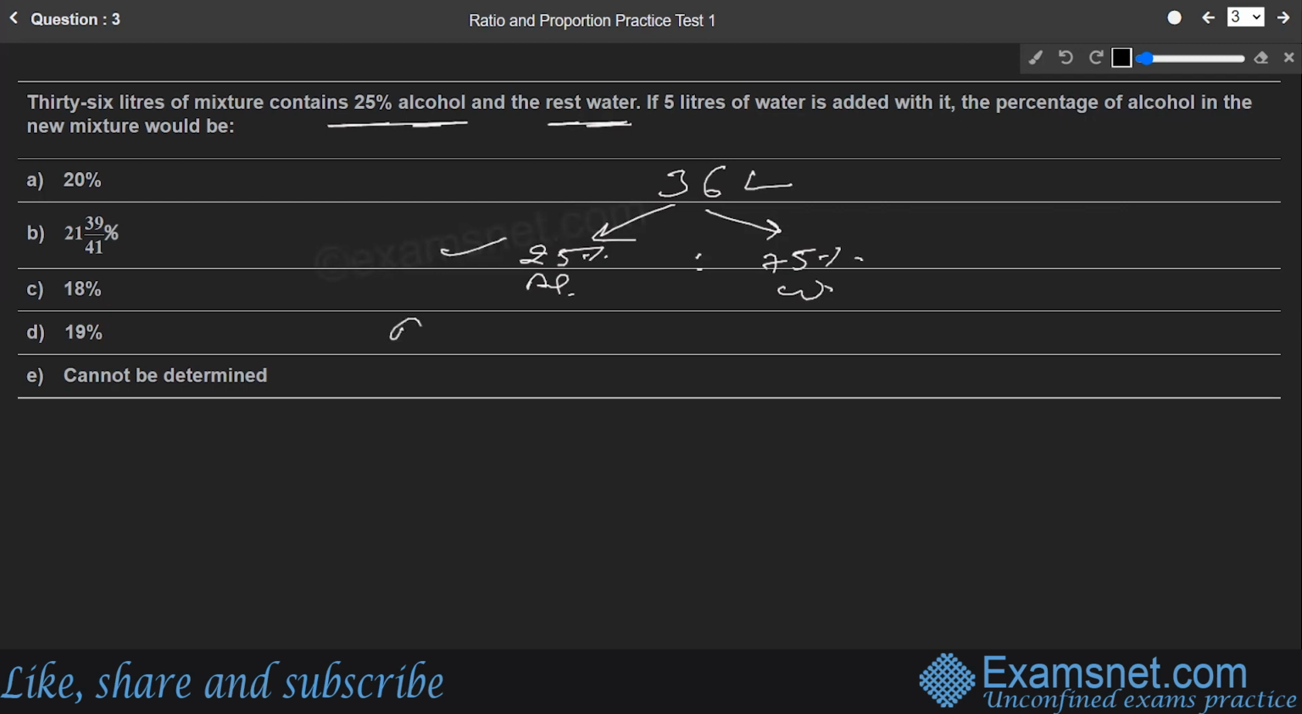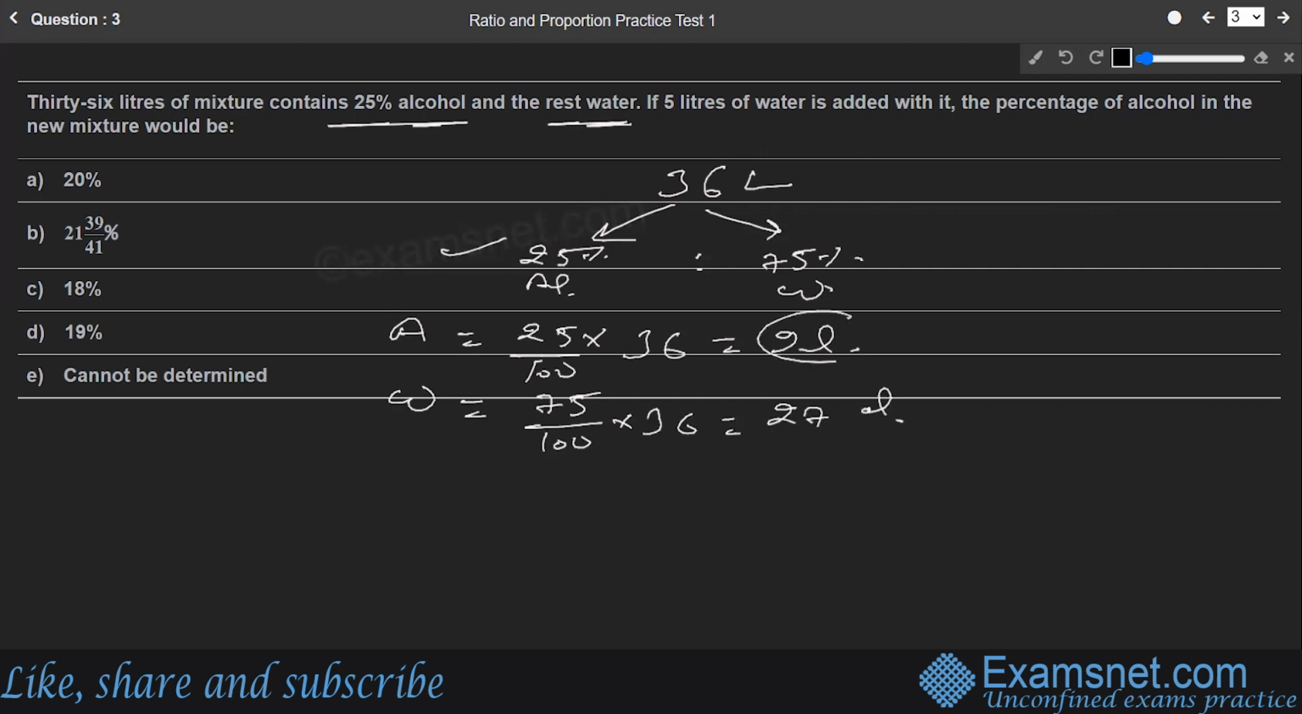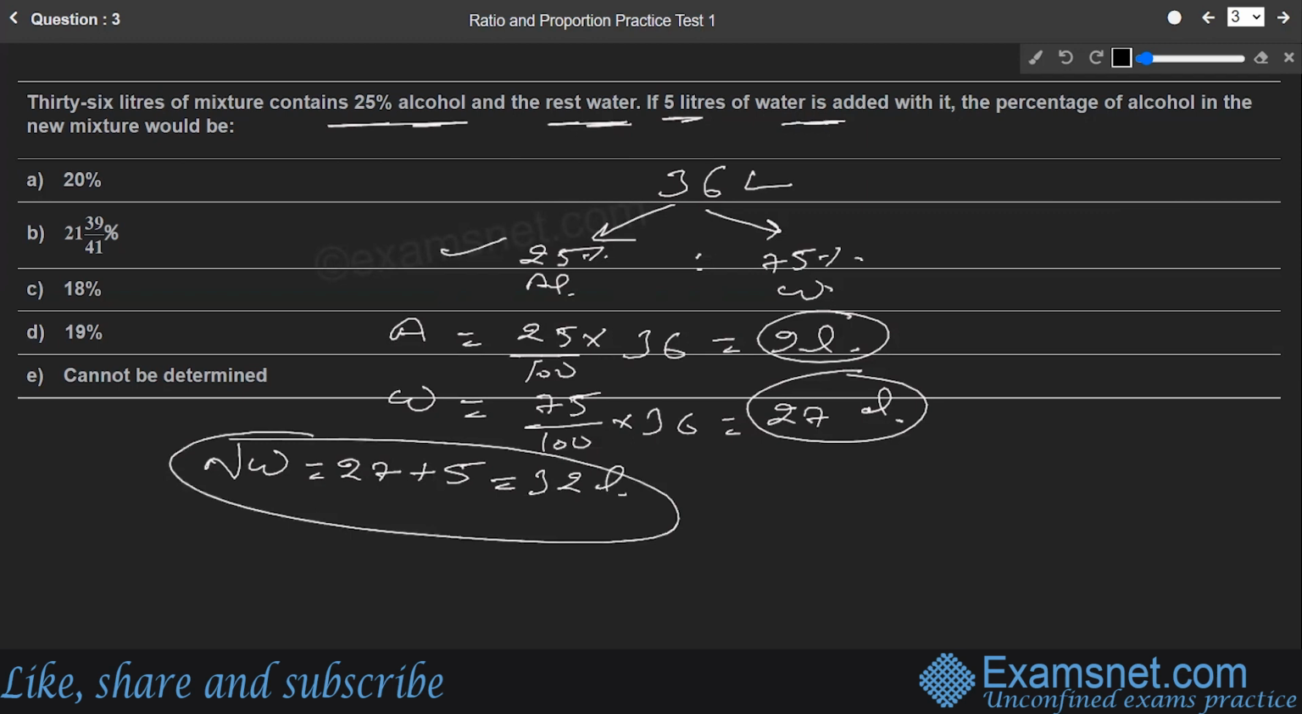25% of 36. So the alcohol content is 25% of 36. How much is that? If we calculate, this is nothing but 9 liters. How much is the water content? It will be 75% of 36. How much is that? It is nothing but 27 liters. So this is the original composition: 9 liters of alcohol, 27 liters of water. Now in the next step, what do they do? 5 liters of water is added. So let us add water. So the new water content will be the old water content 27 plus 5, that is nothing but 32 liters. Okay, so the new water content is 32 liters.